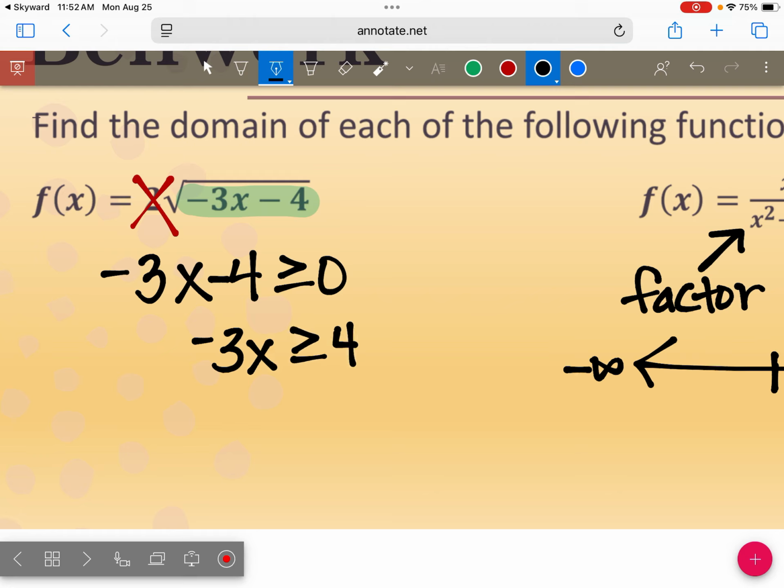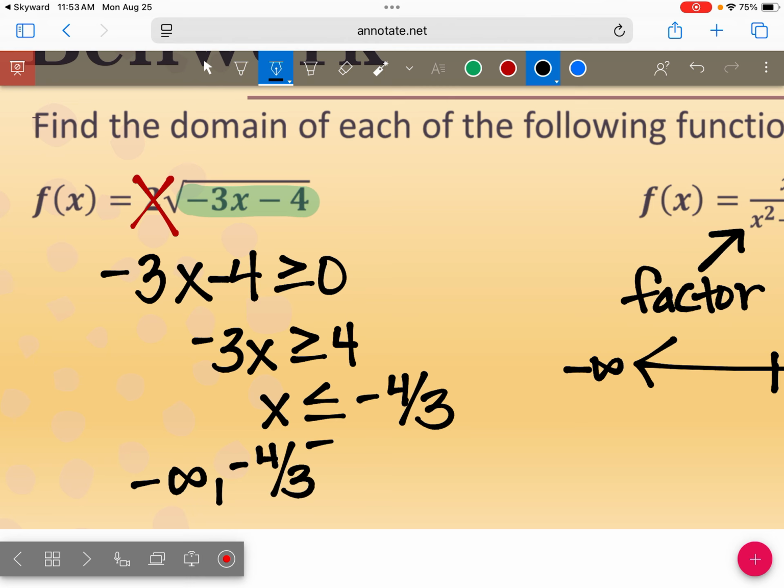All right, now what? Divide by negative 3. What happens when you divide an inequality by a negative? Flip. So you're going to get x is less than or equal to negative 4/3. So it's less than, which means it's coming from the left, ending at negative 4/3.